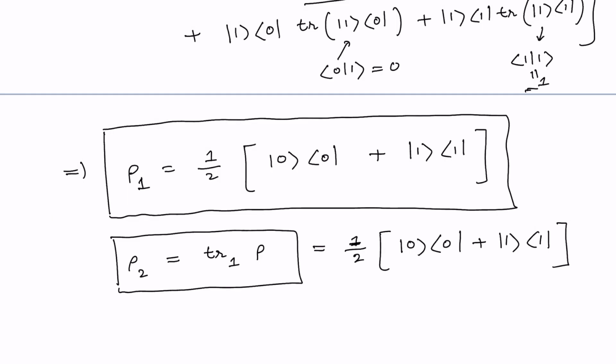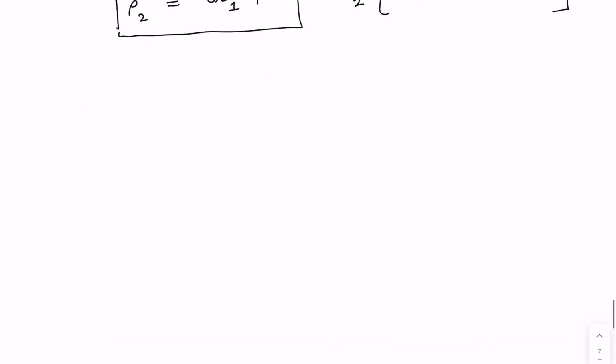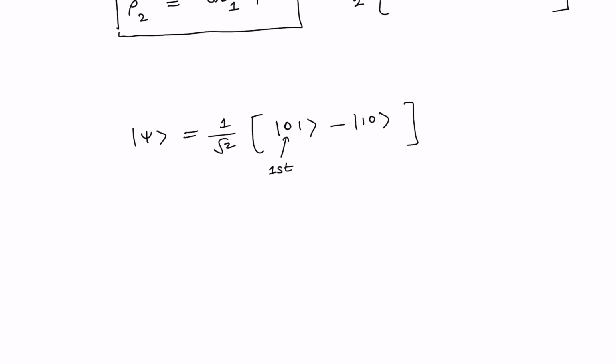As another example, let us consider a 2-qubit system again. This time, say it is represented by the state vector ket psi equal to 1 by root 2, ket 0 1 minus ket 1 0. Let me again remind you that the first digit here, this 0, belongs to the first qubit or the first system, and the second one, 1, belongs to the second system or the second qubit.